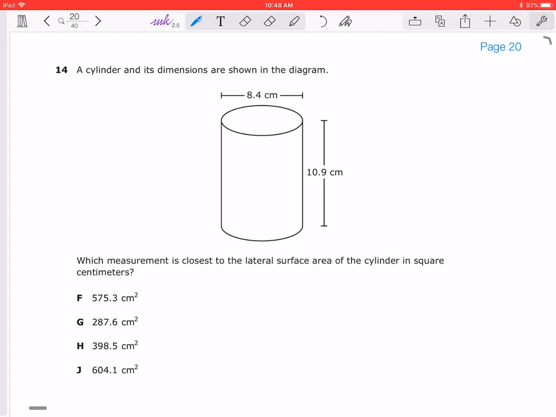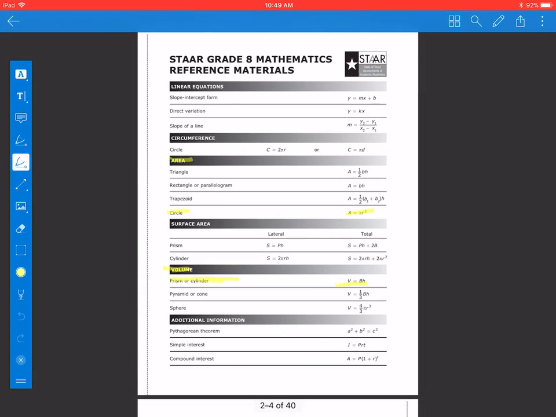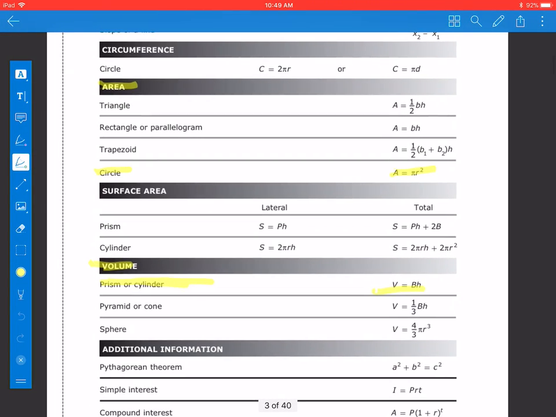I'll go ahead and do problem number 14, because problem number 14 is fairly simple. Now, it says a cylinder and its dimensions are shown in the diagram. Which measurement is closest to the lateral area of the cylinder in square centimeters? So I'm going to look at my handy-dandy STAAR chart. And we're looking at surface area. We're not looking at volume.